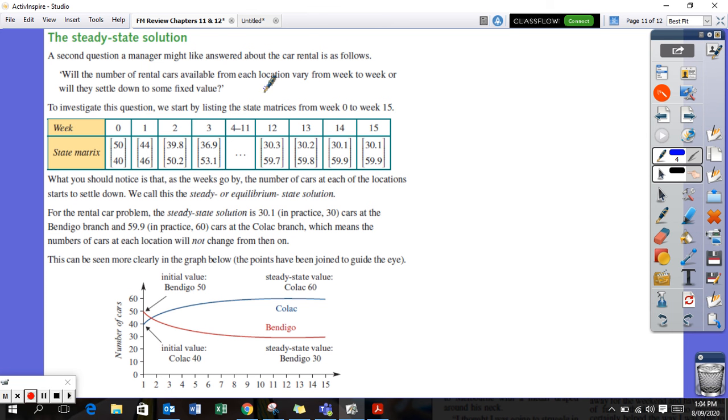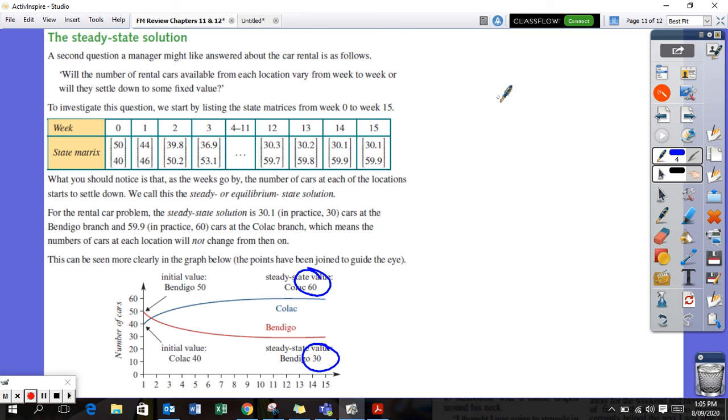And we can usually find a steady state solution, which means when it settles down, and we've got the same number of cars in Bendigo and the same in Colac the whole time. So we can see it graphically what's happening. The number of cars in Colac is going up, going up, going up, but it can't keep going up forever and it eventually levels out. Bendigo's going down, down, down, but it also eventually levels out, and we end up with 30 in Bendigo and 60 in Colac.